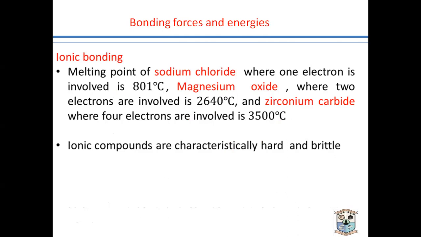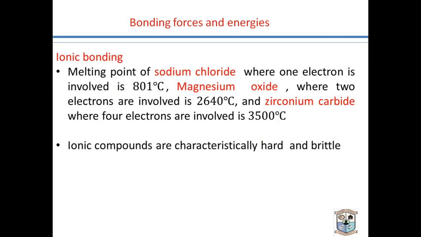So what else can we say here? The melting point of sodium chloride, where 1 electron is involved, is 801 degrees Celsius. Magnesium oxide, where 2 electrons are involved, is 2640 degrees Celsius. And zirconium carbide, where 4 electrons are involved, has a melting point as high as 3500 degrees Celsius. That is very hot. Much, much hotter than your oven, probably almost 10 times hotter.